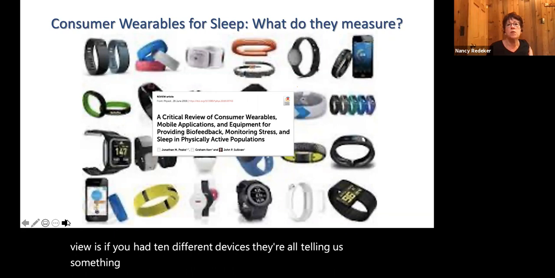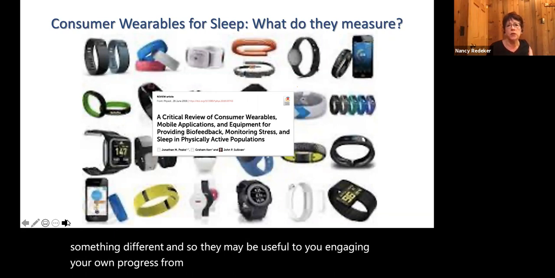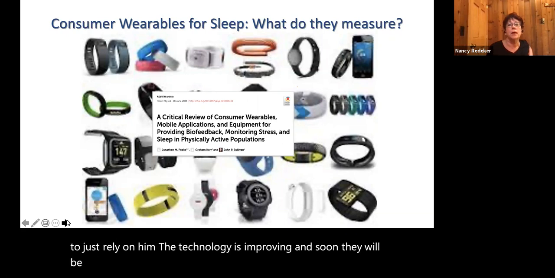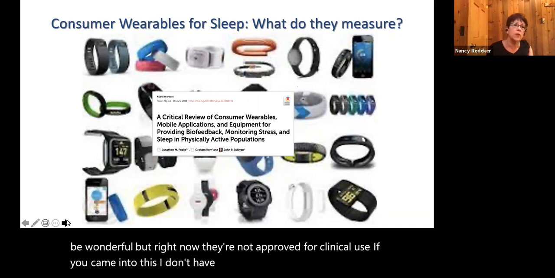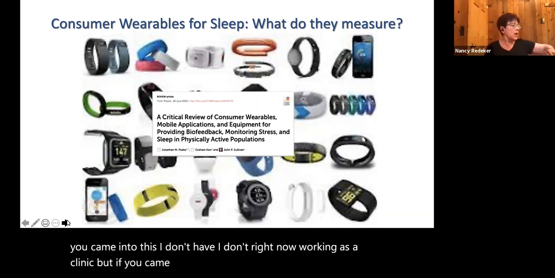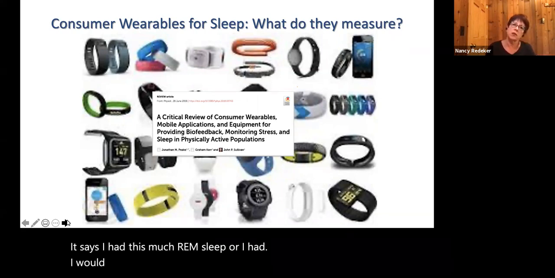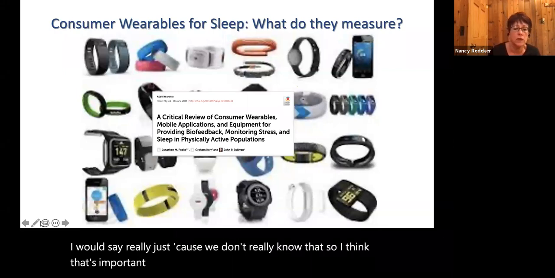They may be useful to you in gauging your own progress from night to night, but it's really important not to just rely on them. The technology is improving and soon they will be wonderful, but right now they're not approved for clinical use. I don't right now work in a sleep clinic, but if you came into the sleep clinic and said, it says I had this much REM sleep, I would say, really? Because we don't really know that. So I think it's important to take all those things with a grain of salt.